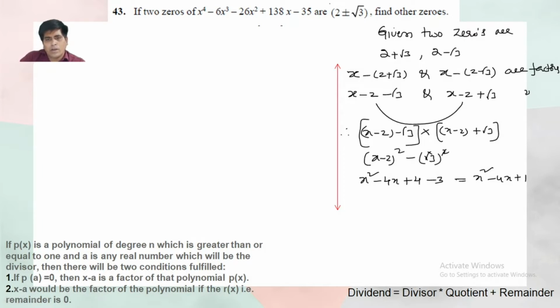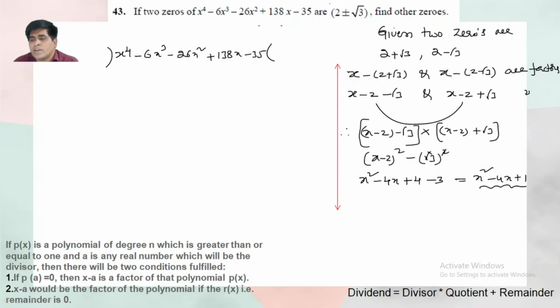So what we have here is x power 4 minus 6x cube minus 26x square plus 138x minus 35. We are dividing with whatever expression we got based on these two factors, the quadratic polynomial x square minus 4x plus 1. So divide it. You know the process of dividing.